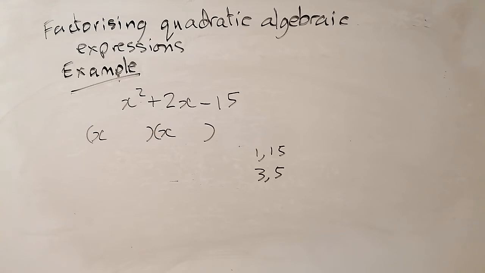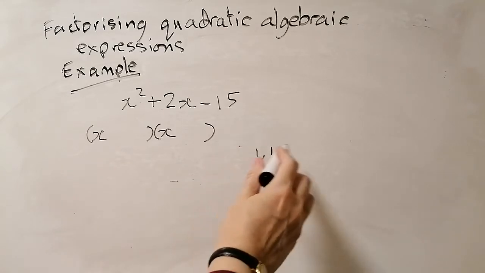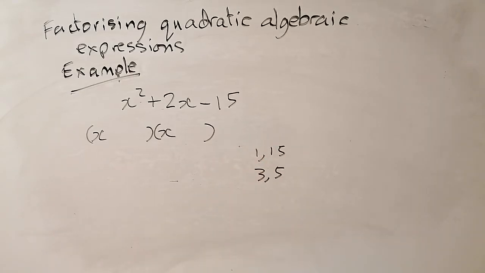So let's look at this. Don't worry about the minus 15 for the moment. Let's just worry about the 15. We know 1 times 15 is 15. Is there any way we can get to plus 2 from using the numbers 1 and 15? Well, there isn't, because even if we took 1 away from 15, we're going to get 14, which is much too big. And if we add it together, we get 16, which is much too big. So we can straight away eliminate 1 and 15.